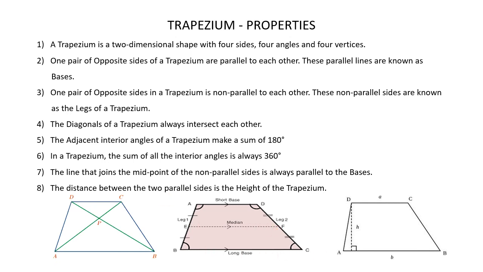The distance between the two parallel sides is the height of the trapezium. Now in the trapezium ABCD, AB and CD are the two parallel sides. The distance between these two parallel sides is the height. So this is the height of the trapezium.